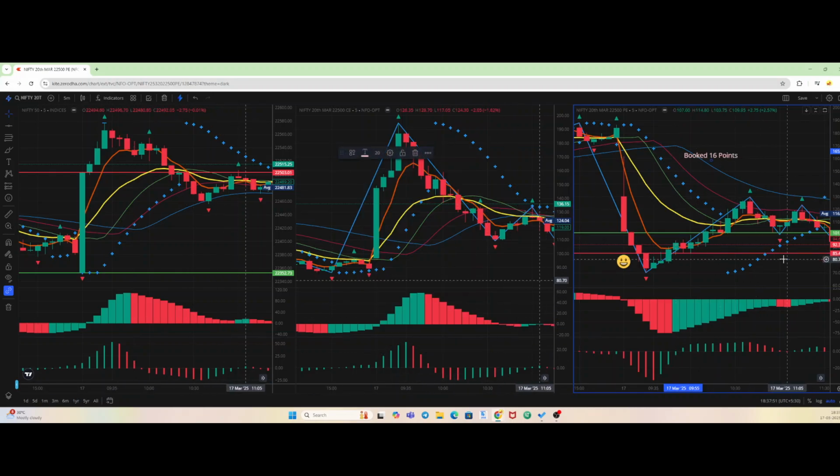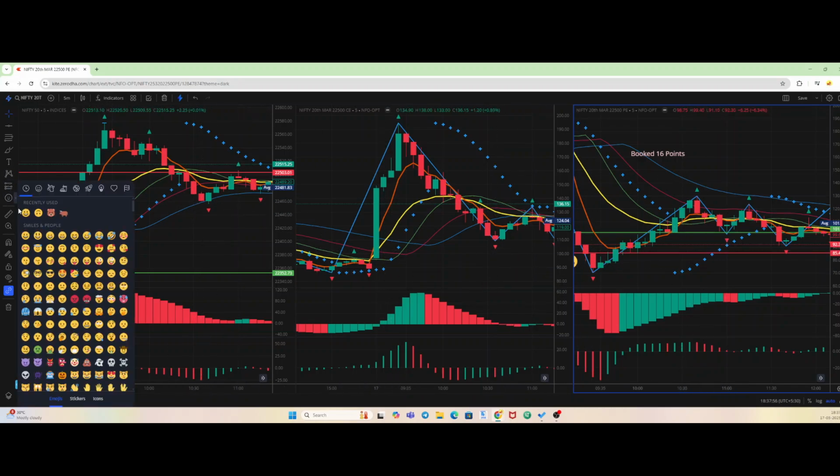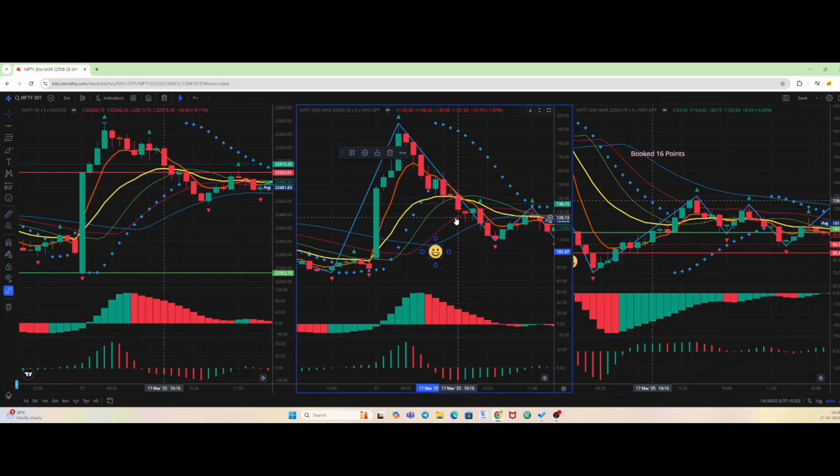Afterwards, you can see there is no indicator support on this side. On the C side there is indicator support in this area, whereas our candles are above the alligator. Hence we did not take the trade. After this candle, you can see it is below the alligator teeth.